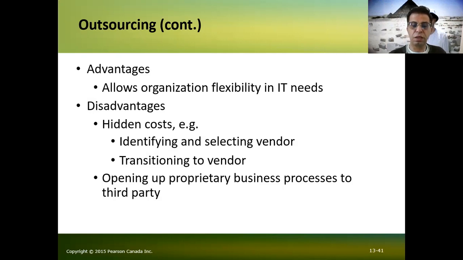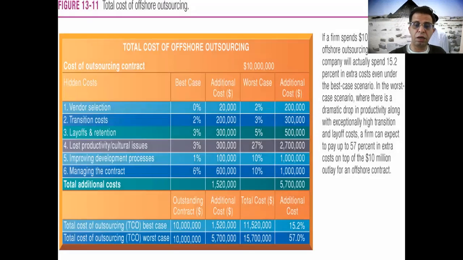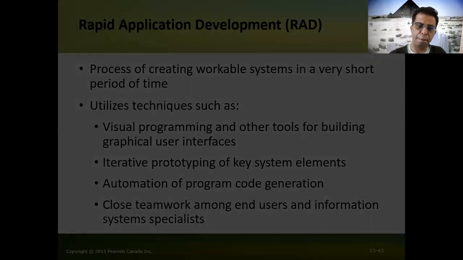The disadvantage is the hidden costs in it, so you need to look at the total cost of ownership. Hidden costs include identifying and selecting a vendor, transitioning to a vendor, and opening up proprietary business processes to a third party. I'm not going to go through this. You can just do the calculation, whether you need to outsource or do it in-house, and whether outsourcing is offshore or in the country, which might have hidden costs, as the calculation done here shows.